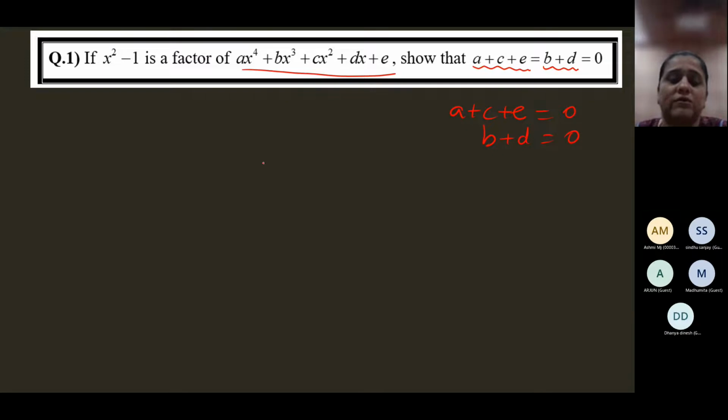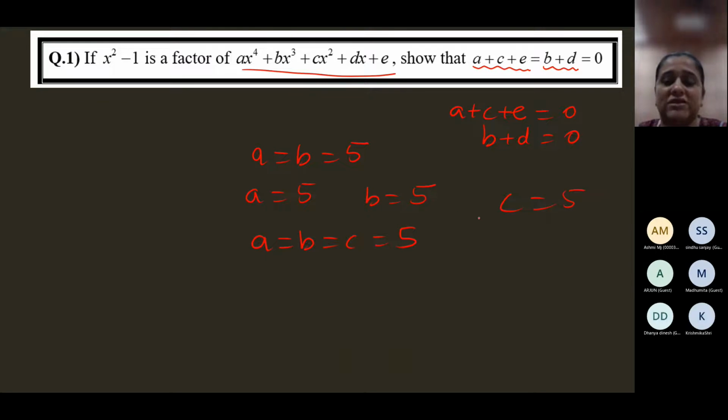See, what do we mean by a is equal to b is equal to 5? That means a is 5 and b is also 5. So when a is 5 and b is 5 and say c is also 5, we can write a is equal to b is equal to c is equal to 5, because each of them is equal to 5. Similarly, a plus c plus e should be 0, and b plus d should also be 0. Then we can write a plus c plus e is equal to b plus d is equal to 0.